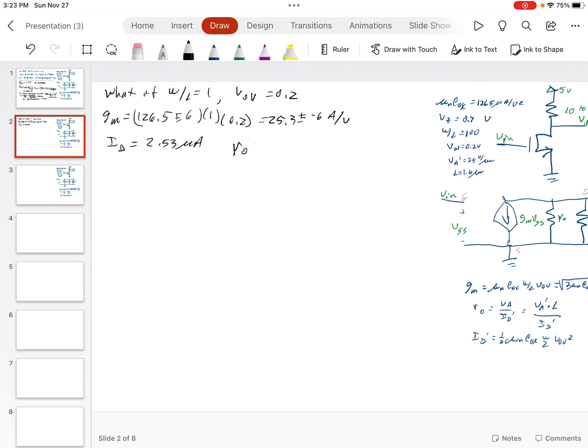which means that R naught will now be 25. We changed W over L, but I'm saying we changed both W and L. We changed the ratio. We did not change L. So we still have 1.6 microns, but we have this new current, 0.00253, and that's going to equal 15.8 e to the 6 ohms. So now we have a huge output resistance. What do we do to the gain?